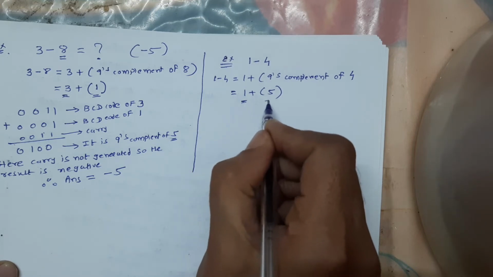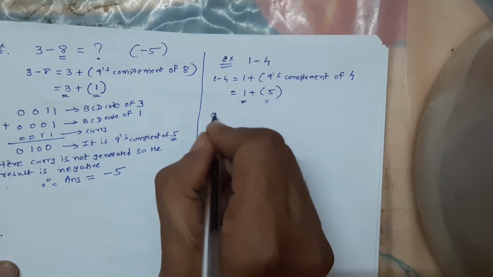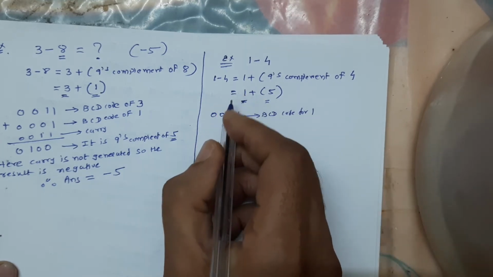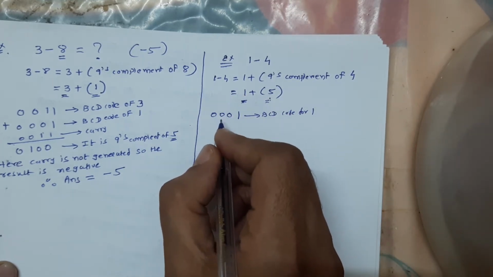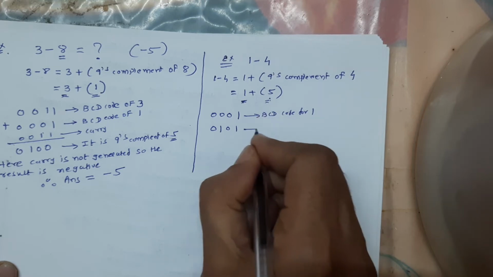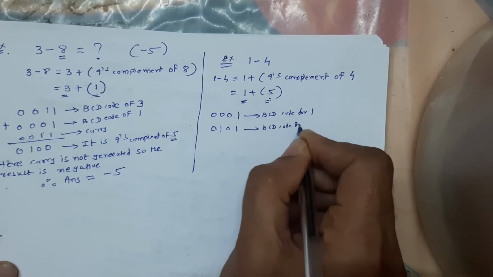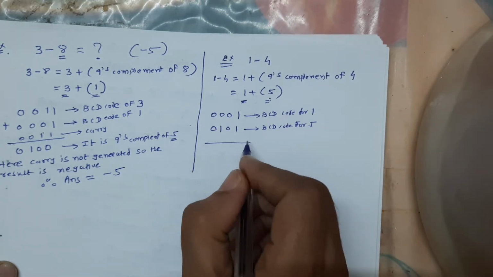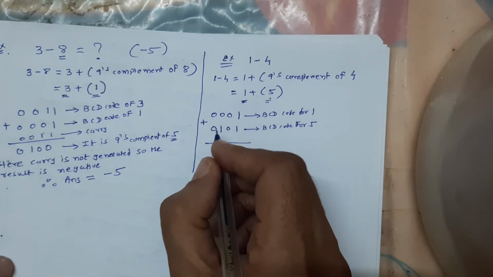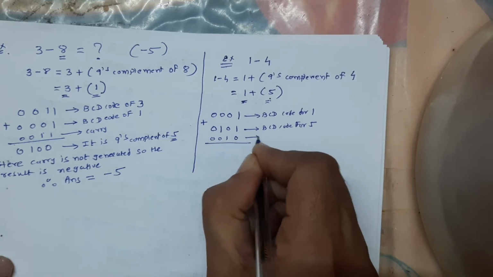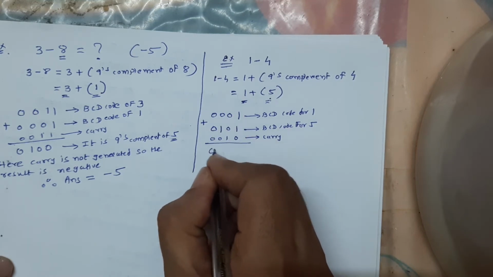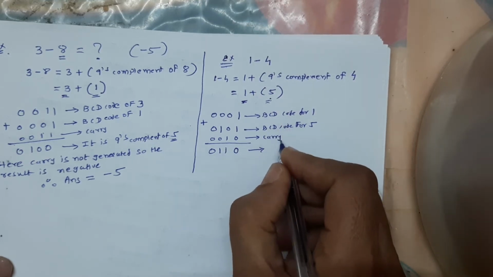Find out the BCD code. The BCD code for 1 is 0001, and the BCD code for 5 is 0101. Find out the result. This is our carry, you can add, and the result is equal to 0110, and this is nothing but the 9th complement of 3.